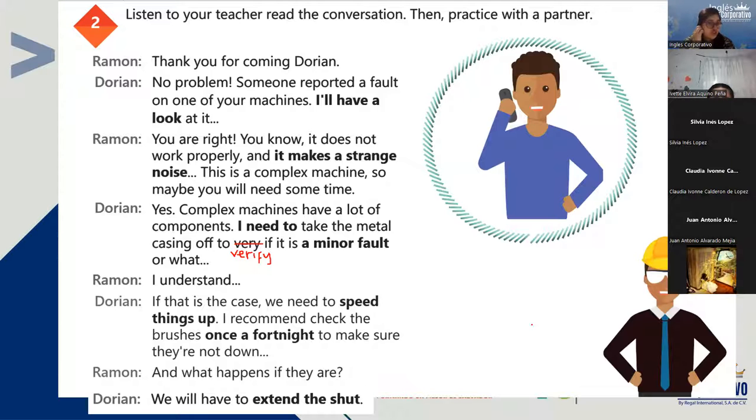Okay, I understand. If that is the case, we need to speed things up. I recommend checking the brushes once a fortnight to make sure they are not worn down.